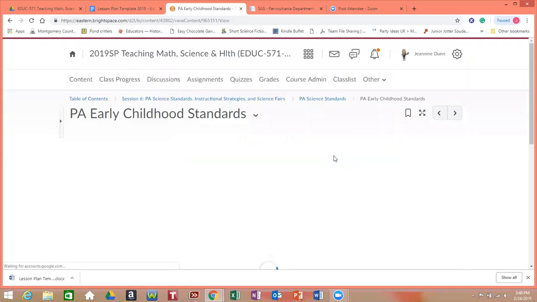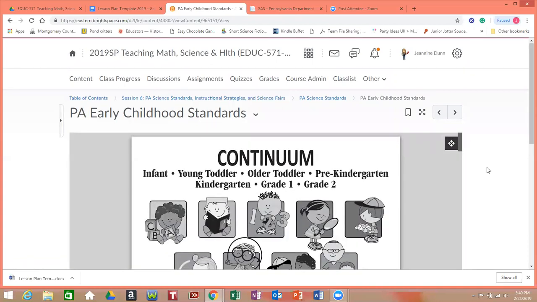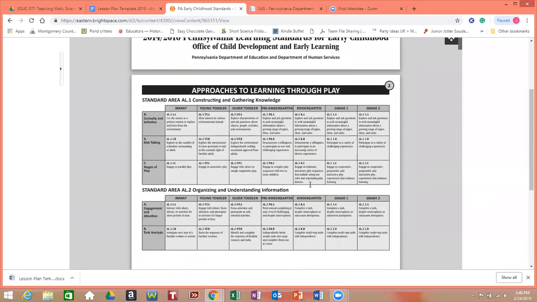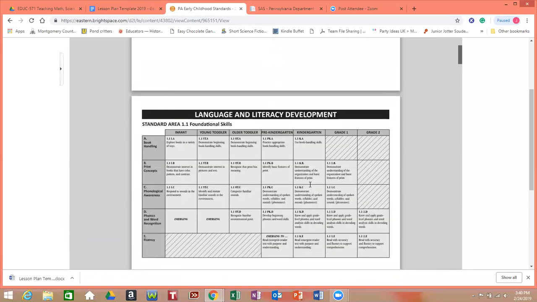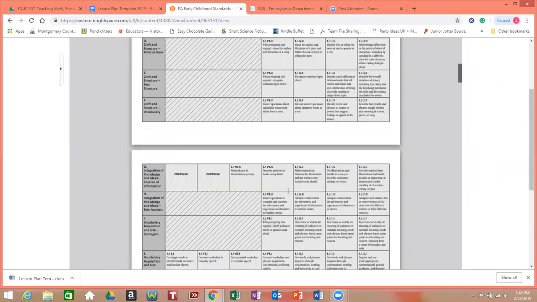In this document, though, it's not just science standards, this has everything in it, which you've probably already looked at. But just to recap, if you scroll down to like page 20, that's where the science standards start to come into play. So you see they're broken up here. They start off with the language and literacy development. Well, let's go find science.